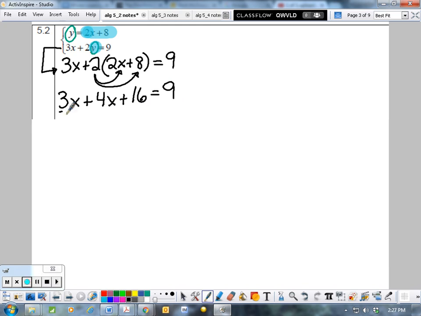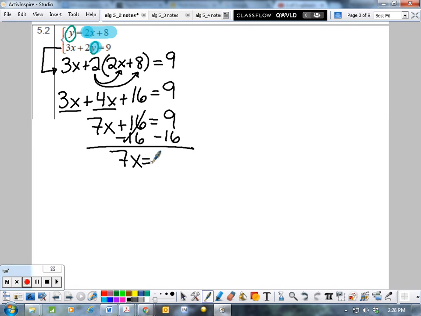So now I have a 3x plus a 4x, which is 7x. Now remember they're on the same side, so I'm just combining. And now I go ahead and solve. So I move everything away from the x, starting with the plus 16, so I'm minus 16 on both sides. So now I have 7x equals 9 minus 16 is negative 7. I divide by 7 on both sides, and x equals negative 1.